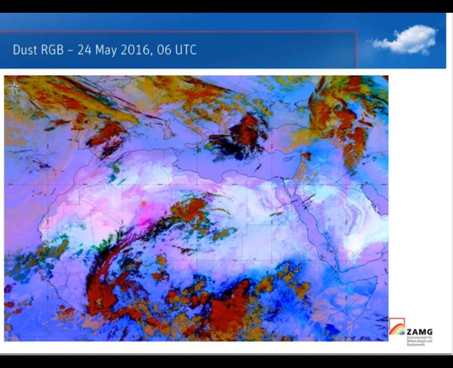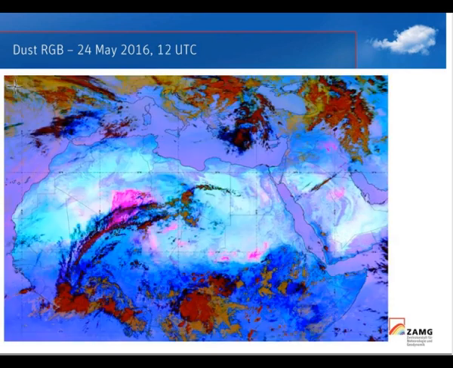So still 6 UTC. I said we are monitoring clouds in the course of the day, so let's see what the 12 UTC image shows us. And I will start again with this dust RGB over the Saharan desert, because there you see that during the daytime the dust appears much brighter, much more pinkish.